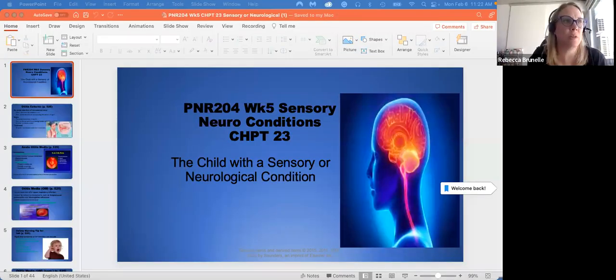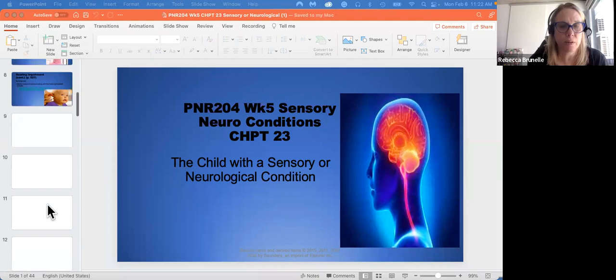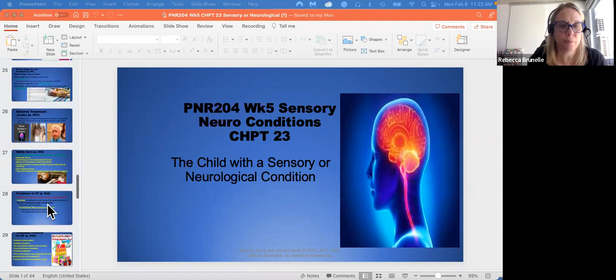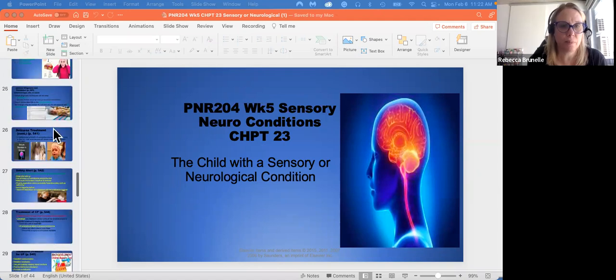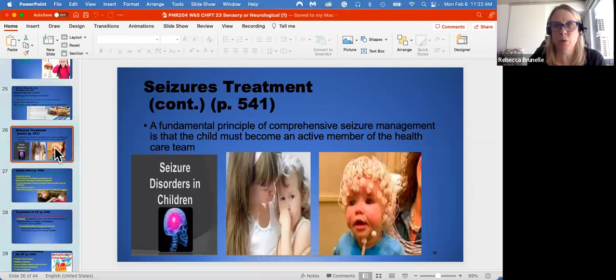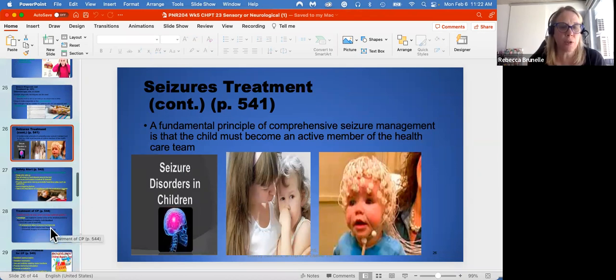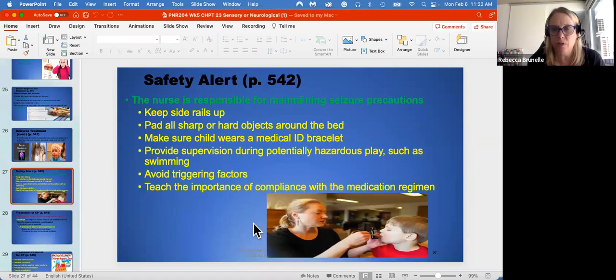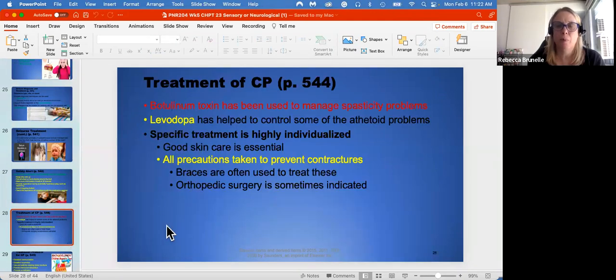Okay, so we were on the seizures. Remember that they're part of a multidisciplinary team, that they usually have a caseworker, and that working closely with their neurologist is important. Whenever we're talking about neurological issues, we always need to remember safety. We went over this, side rails up, etc. So that is the end of the seizures.